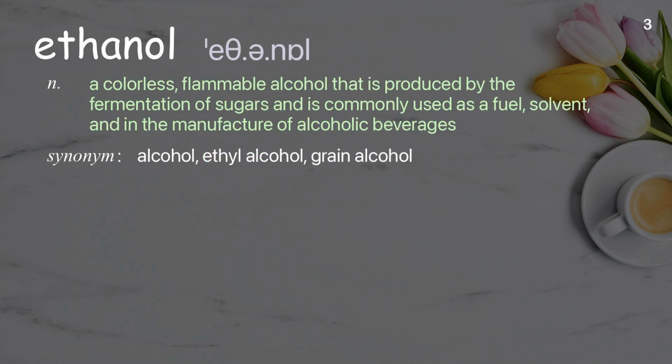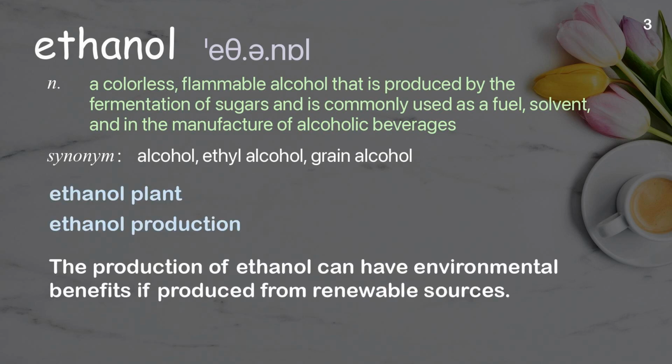Ethanol. A colorless, flammable alcohol that is produced by the fermentation of sugars and is commonly used as a fuel, solvent, and in the manufacture of alcoholic beverages. Examples: Ethanol plant. Ethanol production. The production of ethanol can have environmental benefits if produced from renewable sources.